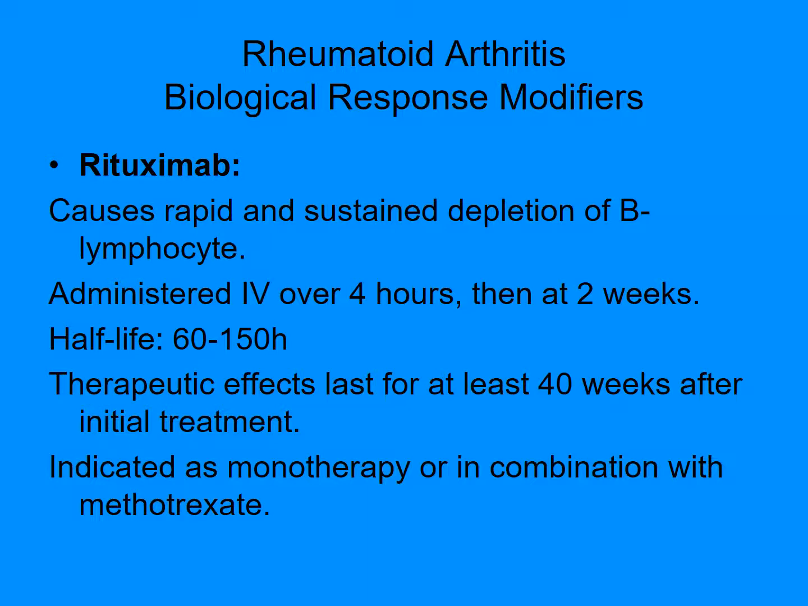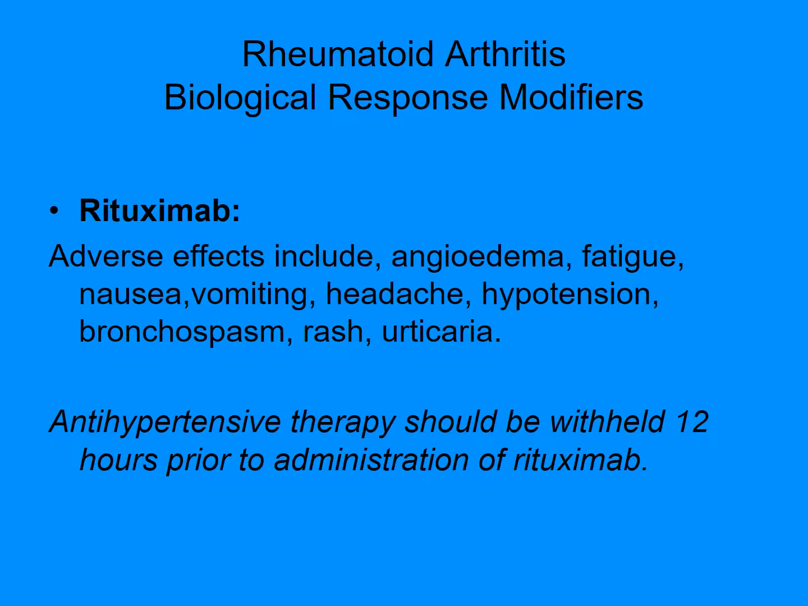Rituximab will deplete B lymphocytes and will maintain a sustained depletion of B lymphocytes. It's given IV over 4 hours initially, then every 2 weeks. Look at the half-life, 60 to 150 hours. This is why the therapeutic effects will last for at least 40 weeks after initial treatment because of the extremely long half-life. It can be used as monotherapy or in combination with methotrexate. Problem is, apart from the other standard side effects, rituximab may cause angioedema and significant hypotension.